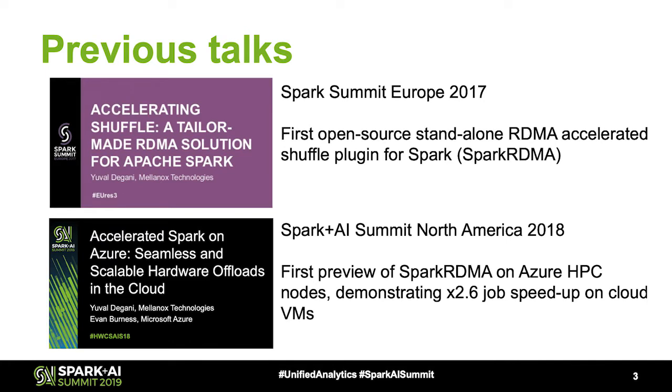So this talk is a continuing sequence of two previous talks that I made in previous Spark Summits. The first one was introducing the first standalone RDMA accelerated shuffle plugin called SparkRDMA. The second one was the first preview of running the SparkRDMA shuffle engine on Azure HPC nodes, demonstrating 2.6x job speedup on cloud VMs. So this is the first time that this kind of hardware acceleration for shuffle is available in the cloud.